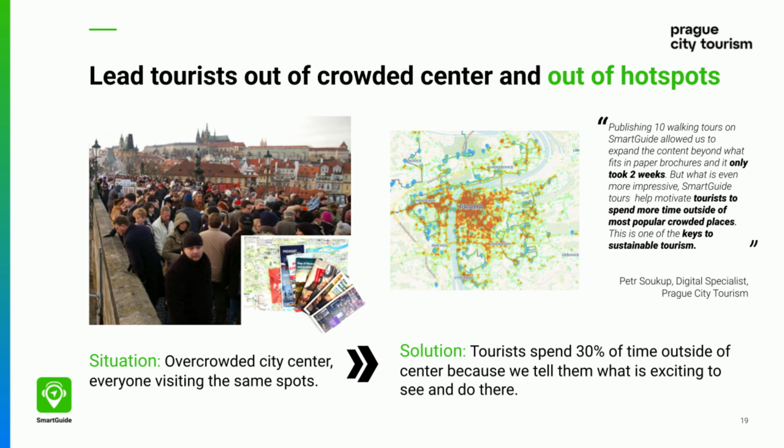Prague digitized paper guides on SmartGuide and inspired app users to spend 30% of their time outside of the crowded city center by telling them interesting stories about less visited places. This is the key to sustainable tourism.